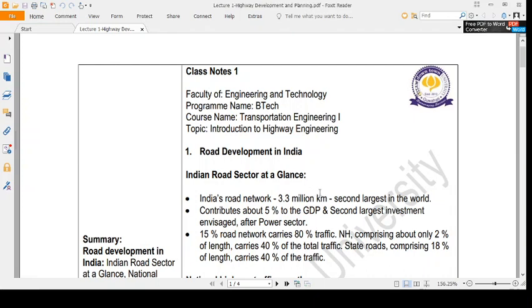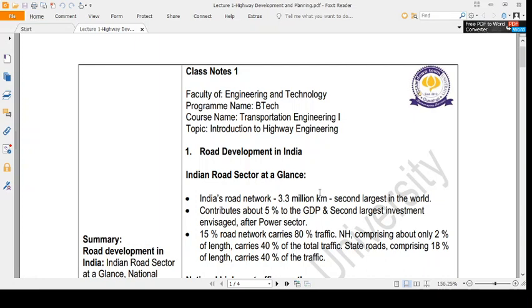So this is our first class on transportation engineering. The code for the subject is ECC 307. In this subject we'll deal with different types of transportation modes, different design of geometric features, and structural design and materials for road construction.